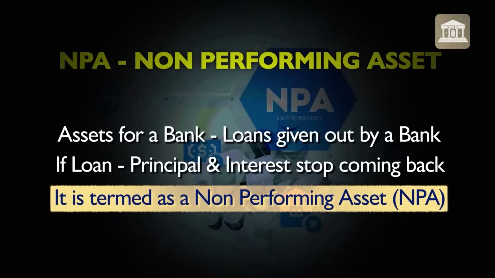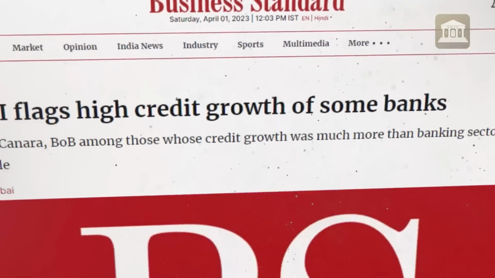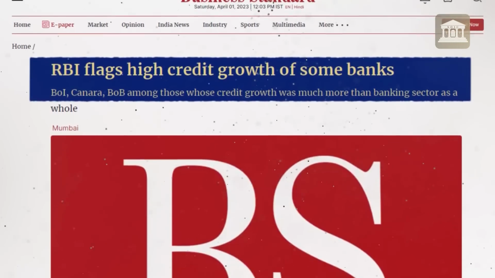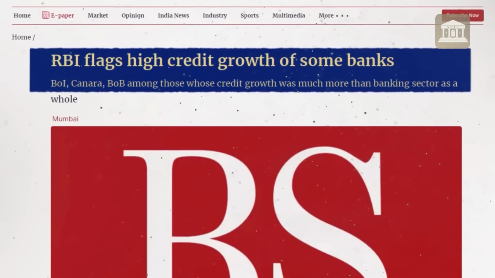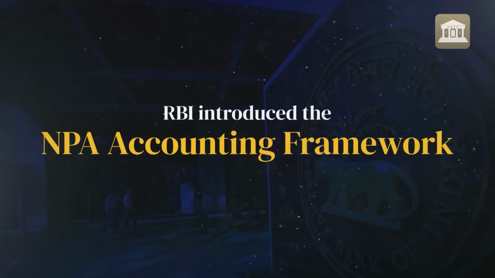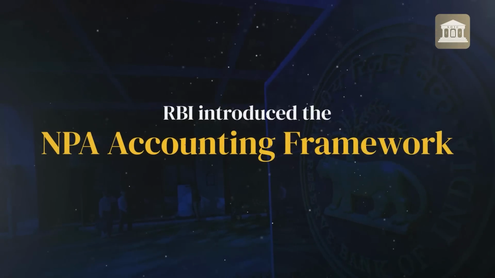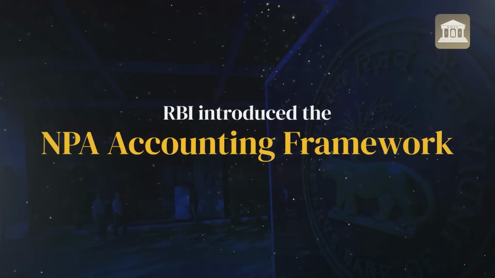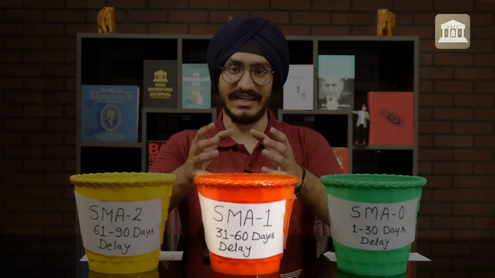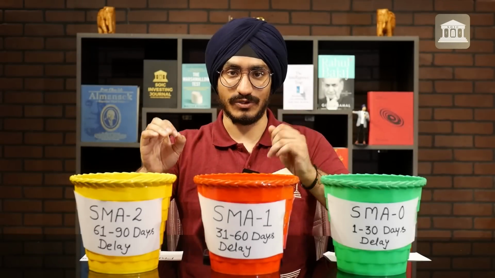What ended up happening in 2014 was that a lot of banks were evergreening their loan portfolios, so they weren't showing the true picture of the NPAs that they had. So RBI introduced non-performing asset accounting in which you had to create 3 buckets. So what are those 3 buckets? That is SMA bucket 0, second is SMA bucket 1, and third is SMA bucket 2. So let's see how the accounting works.